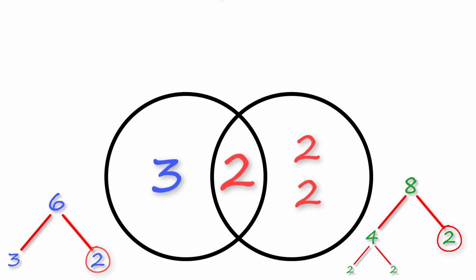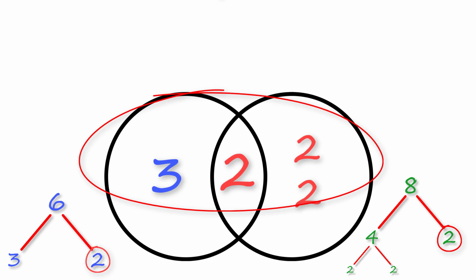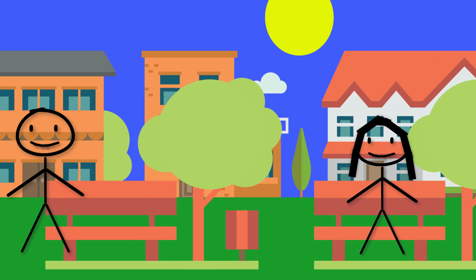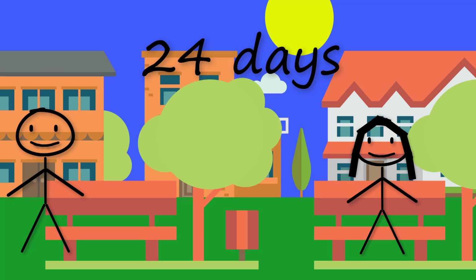To find the least common multiple, we have to multiply all of the numbers in the Venn diagram. 3 times 2 times 2 times 2 is 6 times 4, which is 24, meaning that the least common multiple is 24. So, Jack and Jill meet in the park every 24 days.